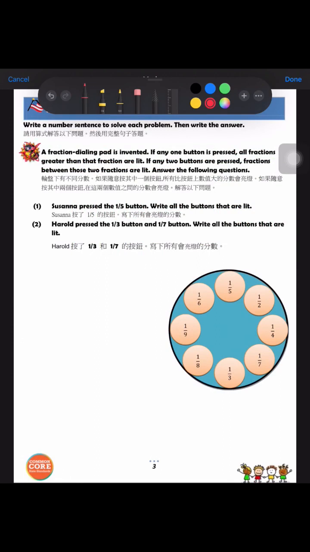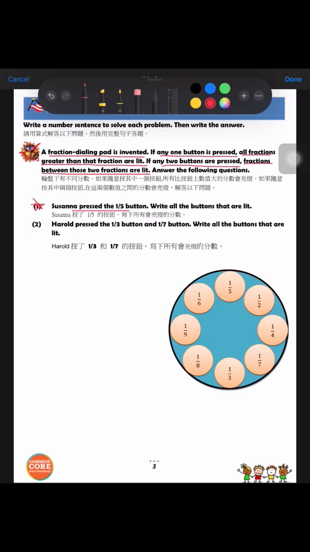Take a look at our question. A fraction dialing pad is invented. If any one button is pressed, all fractions greater than that fraction are lit. If any 2 buttons are pressed, fractions between those 2 fractions are lit. Let's take a look at the fraction dialing pad. The fractions include 1 over 5, 1 over 2, 1 over 4, 1 over 7, 1 over 3, 1 over 8, 1 over 9, and 1 over 6.